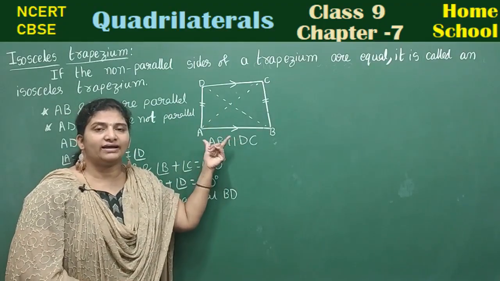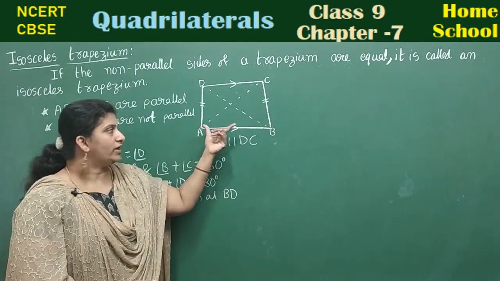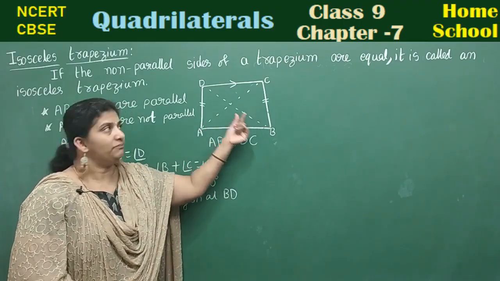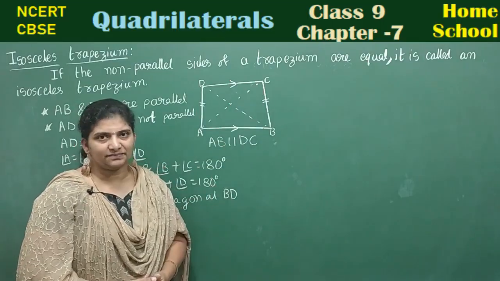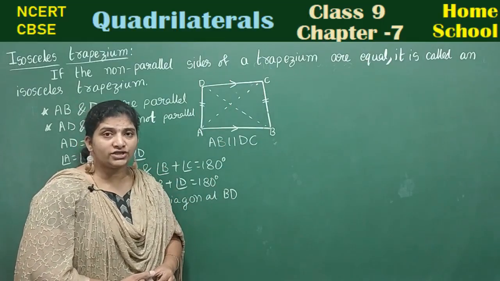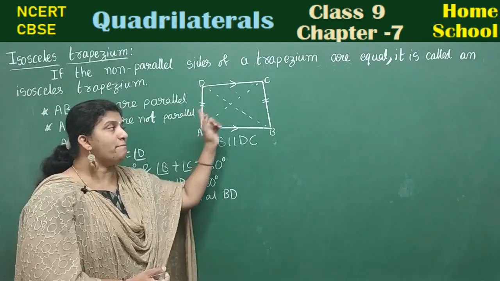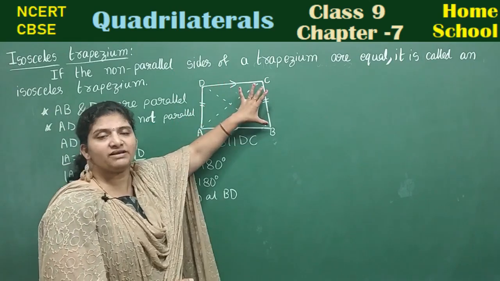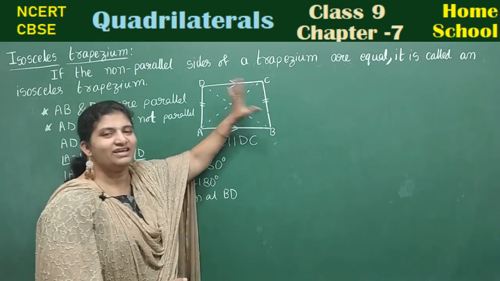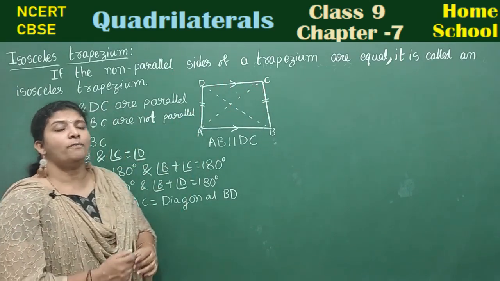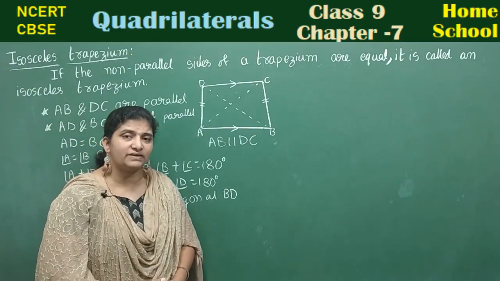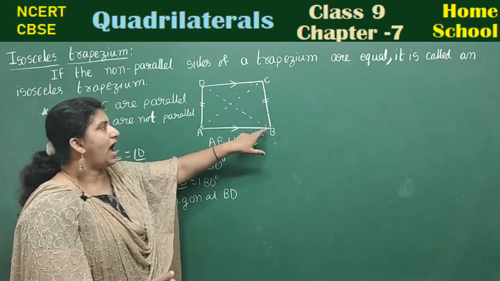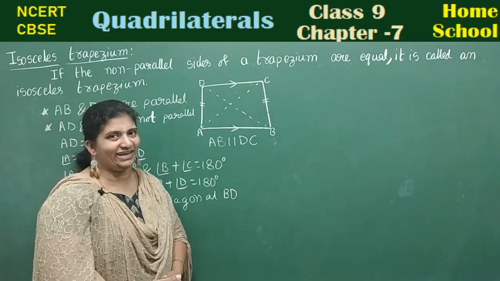The consecutive angles are equal. What are the consecutive angles made by a parallel side? Angle A equal to angle B, angle D equal to angle C. And the sum of the consecutive angles made by the non-parallel sides: angle A plus angle D is 180 degrees, angle B plus angle C is equal to 180 degrees. And one more point you need to remember: the opposite angle sum in an isosceles trapezium is equal to 180 degrees. Angle A plus angle C is 180. Angle B plus angle D is equal to 180 degrees.